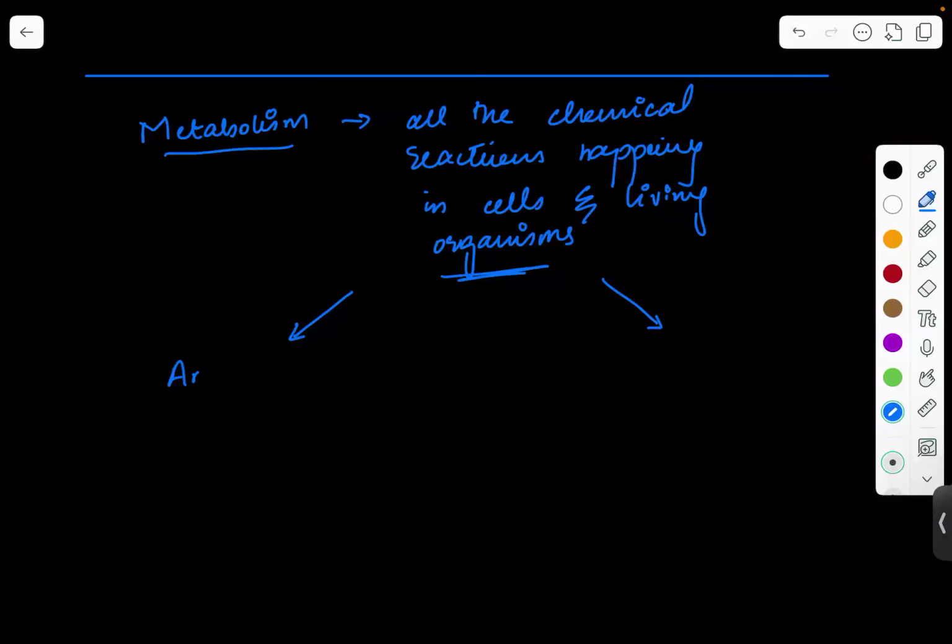So there's anabolism and there's catabolism.